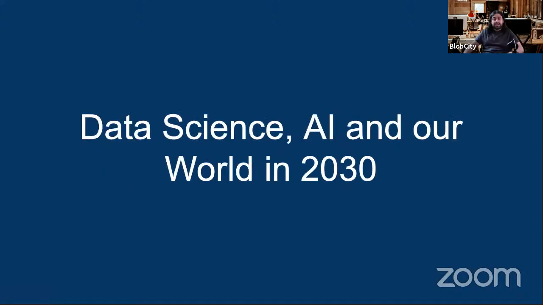However, let's take a little bit better understanding of data science, AI, and our world in 2030, right? So we know that from 2010 to 2020, we had the world of big data. We have now moved to the world of AI. So the world in 2030 is all about artificial intelligence.